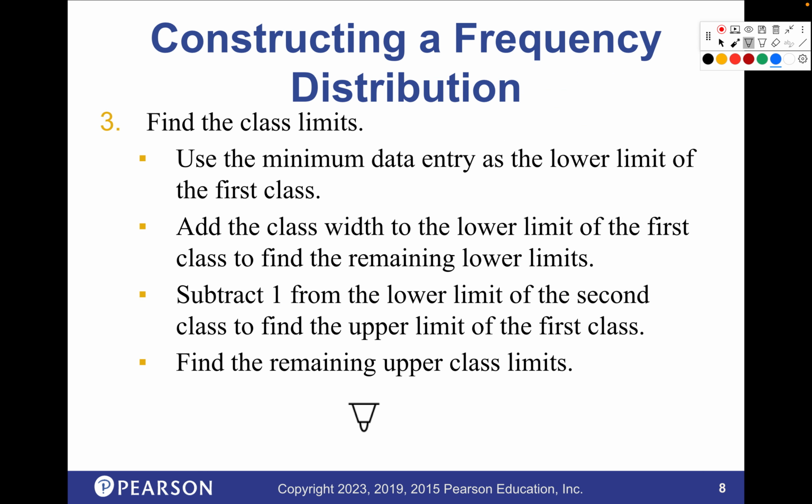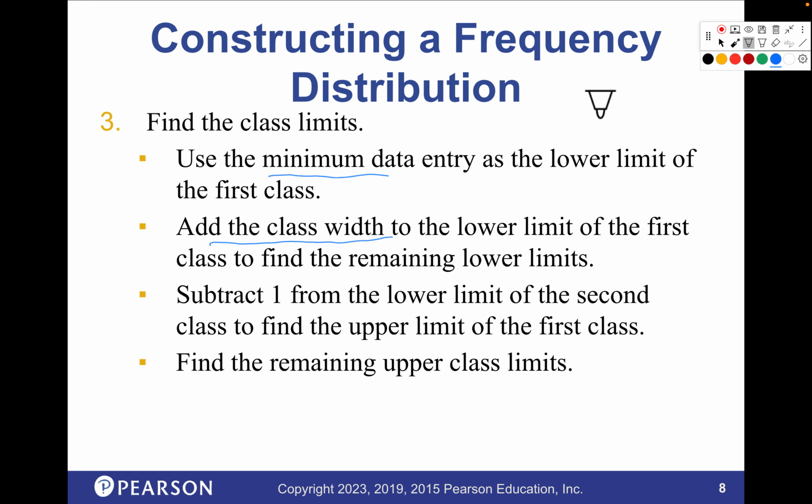Now we need to construct the frequency distribution. So we've got to get the class limits. Remember, there's a lower and an upper, so we'll set those up. For the lower, you just take the minimum piece of data. So we've already got that, the 155. And then what we're going to do is add the class width to the lower limit, and that gives us the lower limit of the next one.